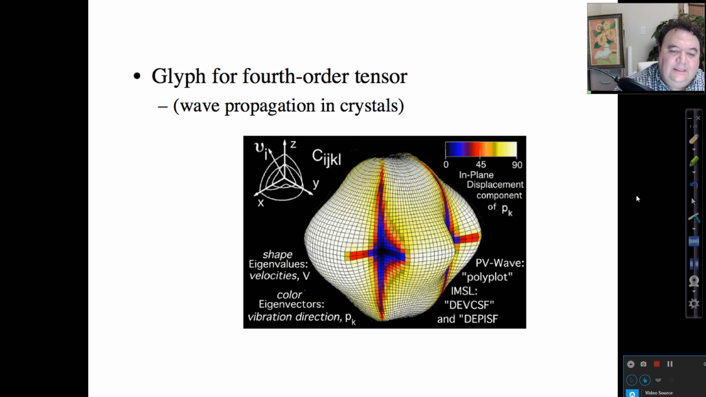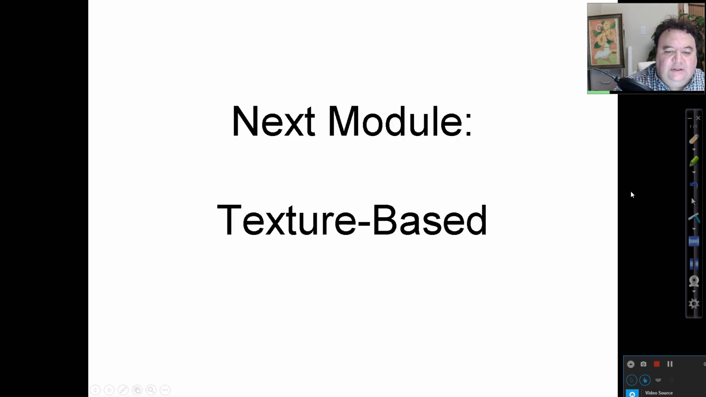And this concludes this first module. And in the following one, we'll focus on texture-based techniques, again, for visualizing tensor fields.